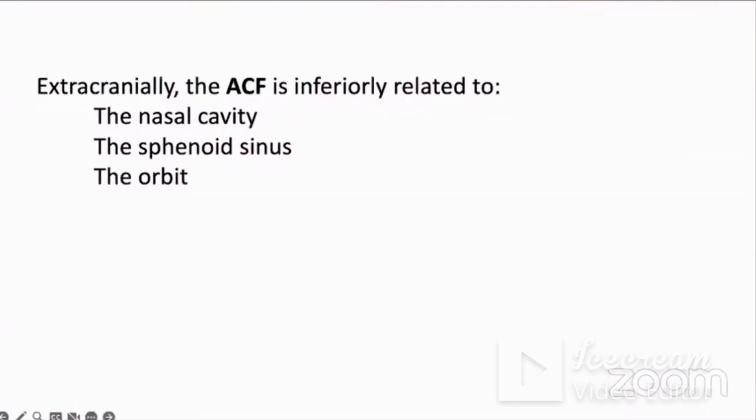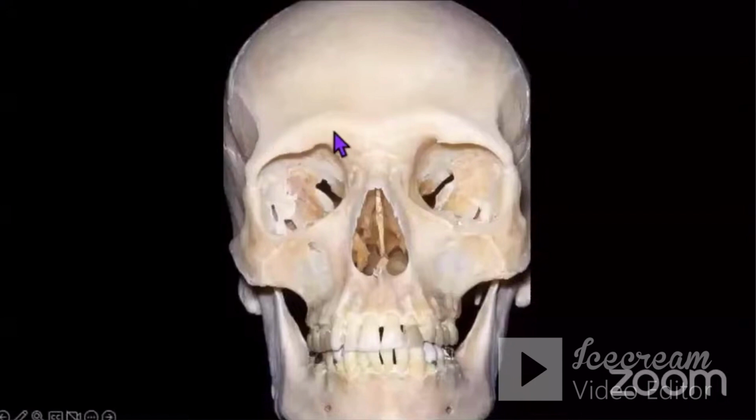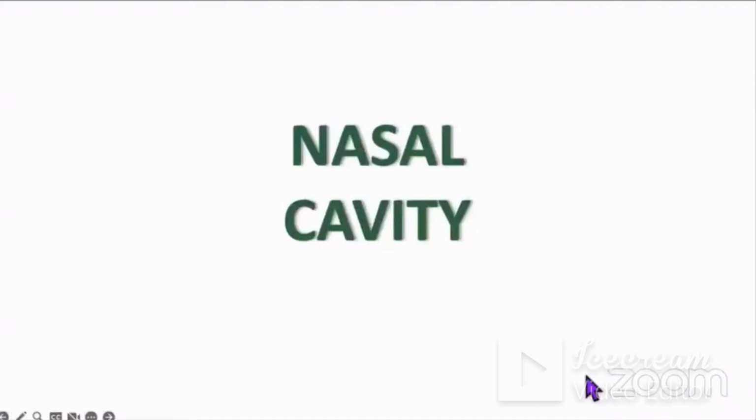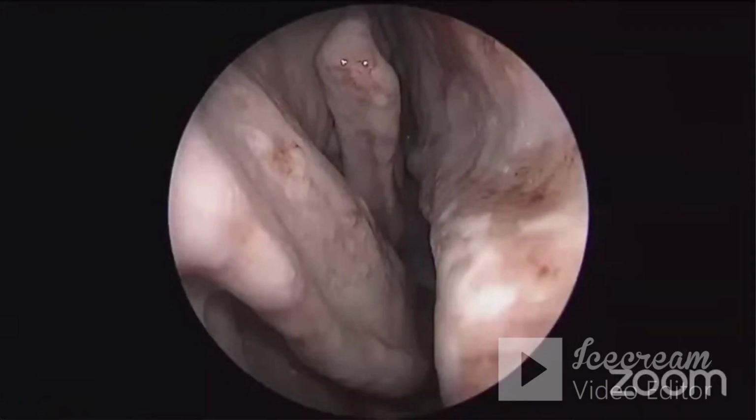Extracranially, the anterior cranial fossa is inferiorly related, in the midline, to the nasal cavity, posteriorly to the sphenoid sinus, and laterally to the orbit. So we can see the anterior cranial fossa, medially the nasal cavity, posteriorly the sphenoid sinus, and laterally both orbits. In relation to the nasal cavity, with the surgical view, neurosurgeons usually use the nasal cavity as a route to operate on the anterior and middle cranial fossa, with the standard approaches and also with the extended approaches.